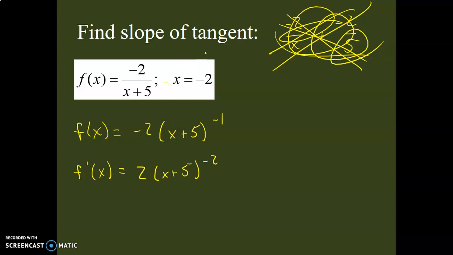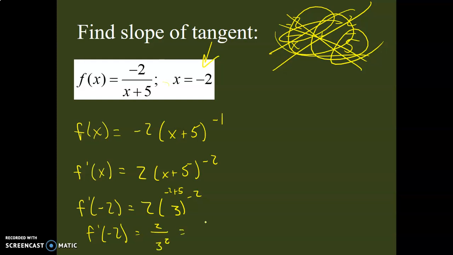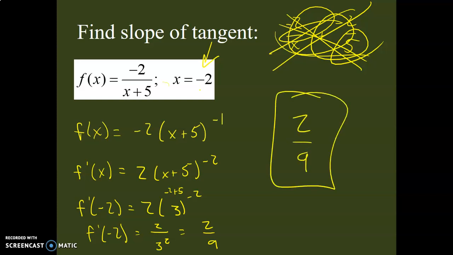And I want to know the slope of the tangent at that particular x value. So I really want to know what f prime of negative 2 is. So 2 times 3 to the negative 2 power, because when I plug in negative 2 plus 5, I'm going to get positive 3. And then let's get rid of the negative exponent. So 2 over 3 squared, which is 2/9. So the slope of this equation when x is equal to negative 2 is 2/9.